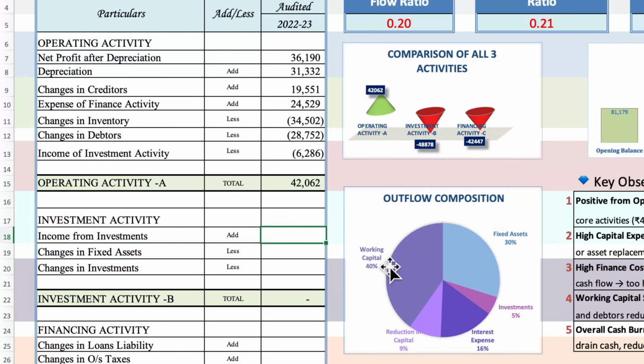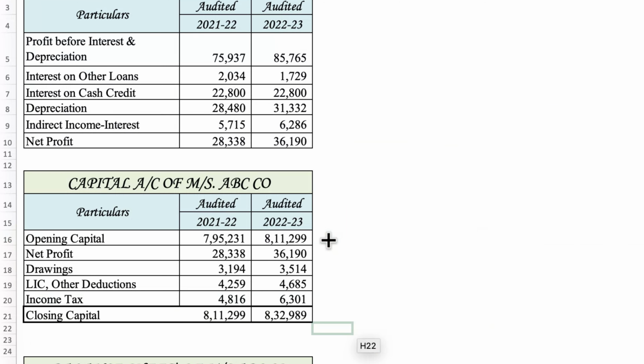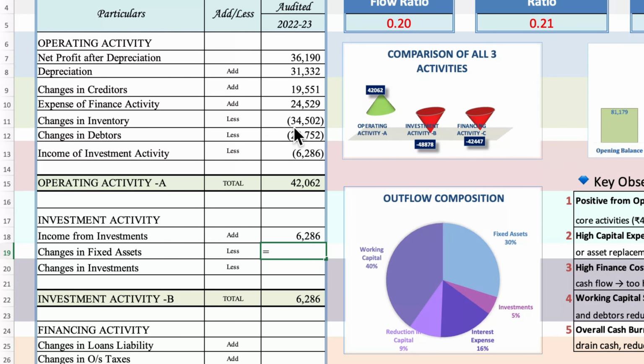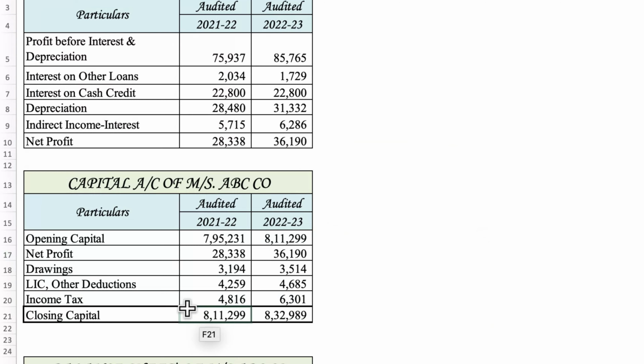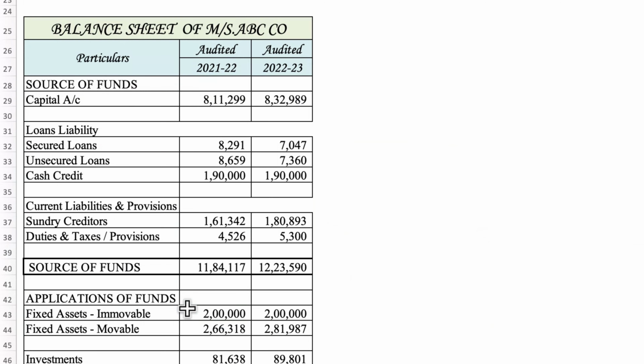Next, investment activity. First, income from investment we have to add here, which was deducted in operating activity, is equal to income interest. Next, changes in fixed asset. So we'll go to balance sheet. So changes in fixed asset, here you can see fixed asset immovable, there is no change, so we will not consider it. Next, changes in fixed asset movable. So there are some changes, fixed asset movable. So you can see here 2,66,000, 2,81,000. So fixed asset here increased.